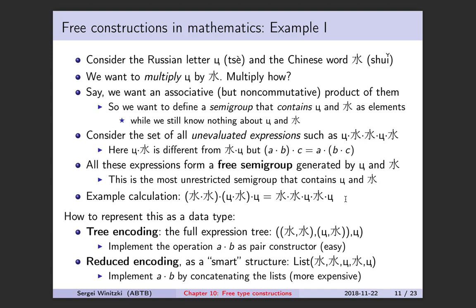Well, I could interpret this semigroup value into another semigroup. For example, integers. Imagine integers as a semigroup with multiplication as a semigroup operation. I say that tse is 70 and shui is 3. So then these are just going to be 3, 3, 70, 3, 70. I'll take a product of all of those and I have a number. So I have evaluated this.